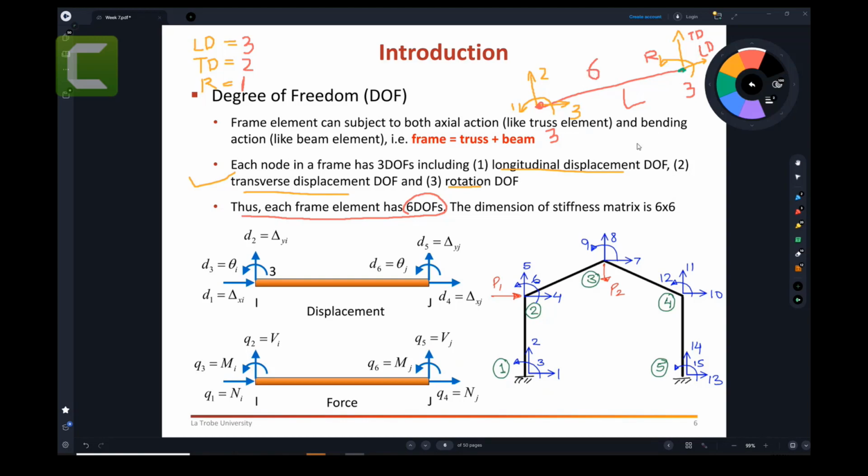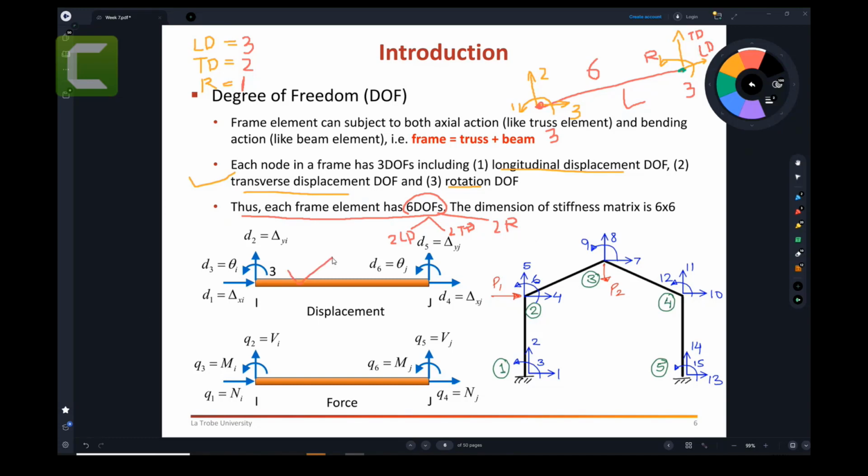3 on the left side, 3 on the right side, or 3 on the near node, 3 on the far node. Everyone okay with me that it has 2 longitudinal degrees of freedom, 2 transverse degrees of freedom, and 2 rotational degrees of freedom? So that's all sorted at the moment: 2 longitudinal displacements, 2 transverse displacements, and 2 rotational displacements. Right. So far so good.